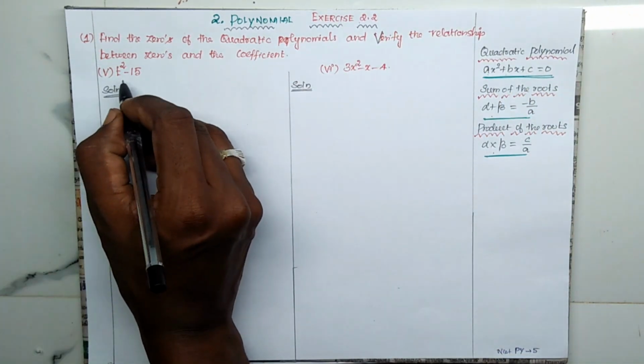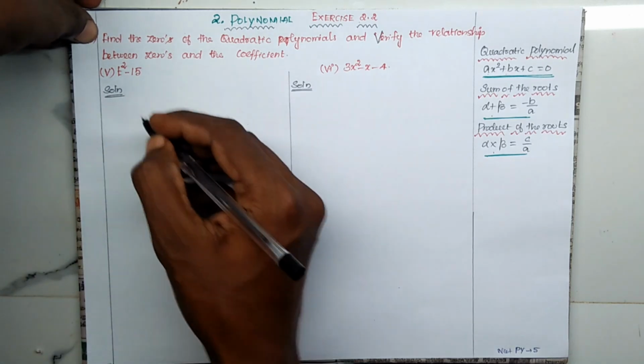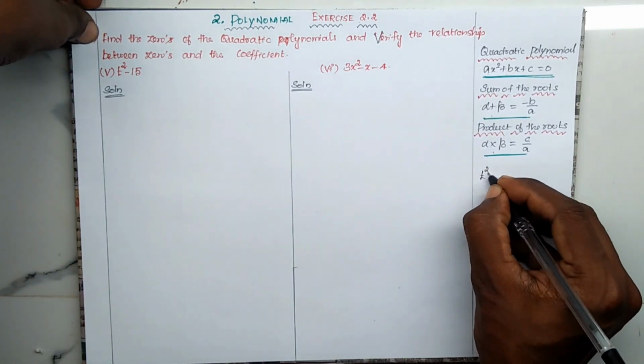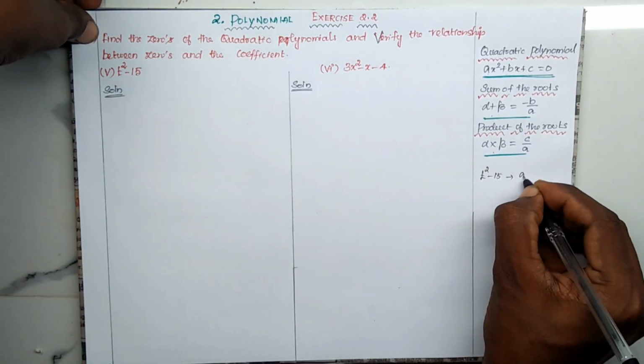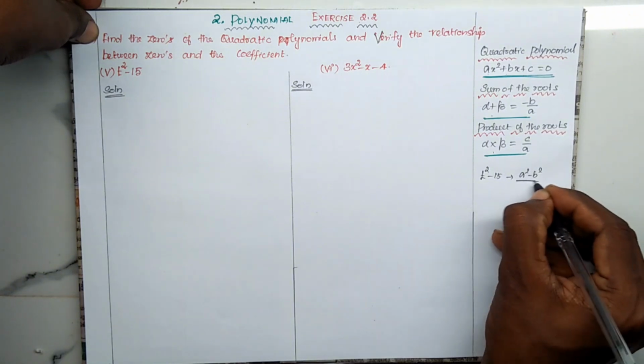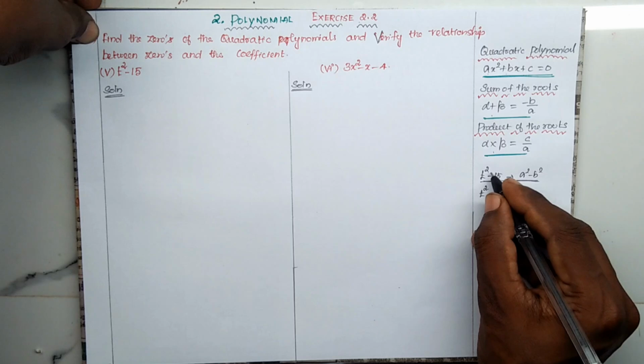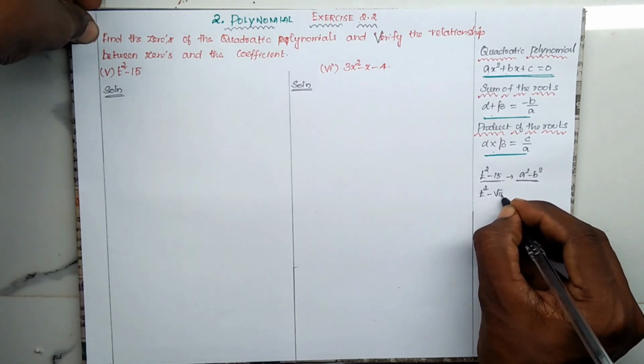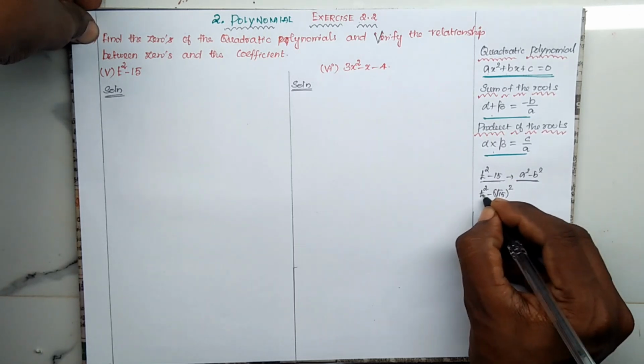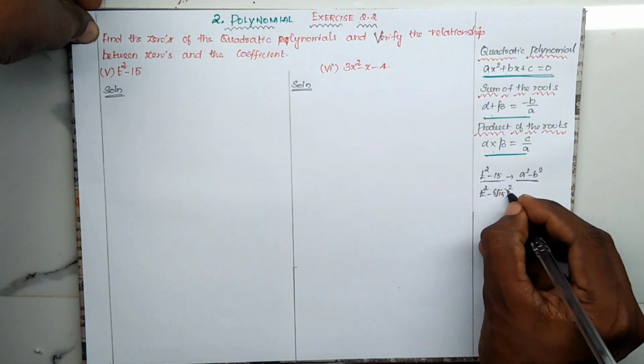Now see, in the 5th question they have given t square minus 15. So it's in the form of a square minus b square. We have to write it as a square minus b square. So now we are going to write this equation as t square minus root 15 the whole square. That will become like a square minus b square.